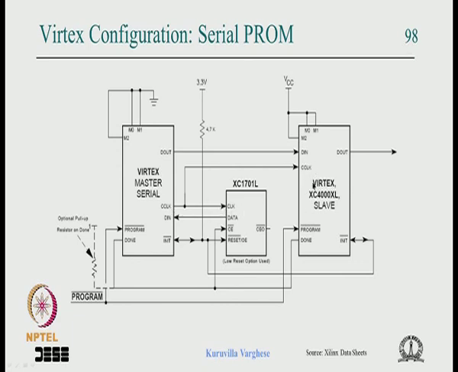Also the slave FPGA gets the clock from the master, and the data from the serial PROM is connected to the data input of the master FPGA, and the data output of the master FPGA is connected to the data input of the second slave FPGA. Now if you have a third FPGA, the data out of this serial port can be connected to the data in of the third FPGA and so on, and you can combine the bit streams of all the FPGAs and store them in this particular PROM.